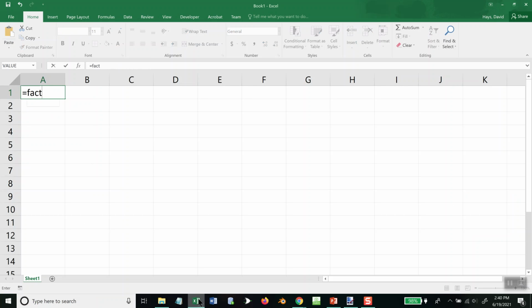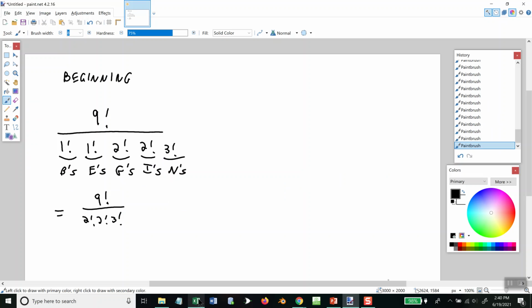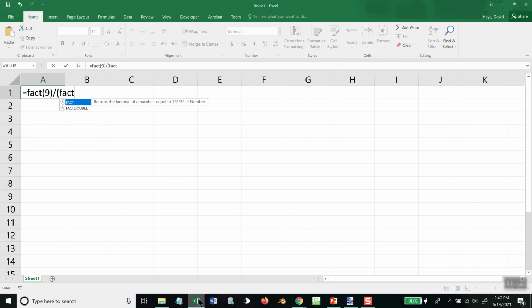So I got 9 factorial on top divided by beginning parentheses on the bottom since I have more than a single factorial there. Then I got 2 factorial times 2 factorial times 3 factorial. And the answer would be 15,120.